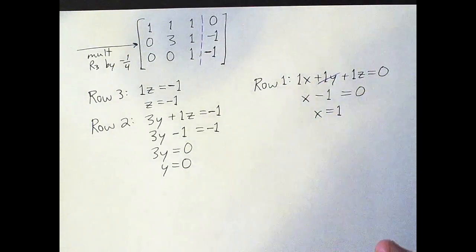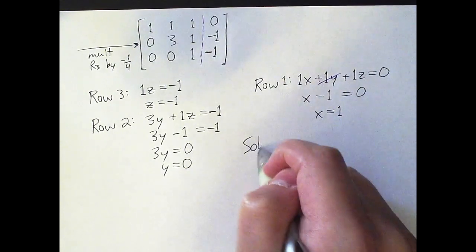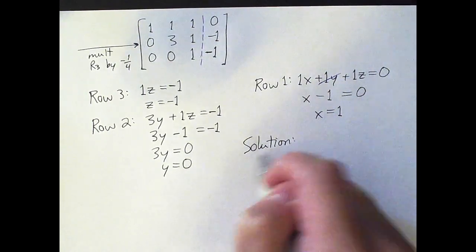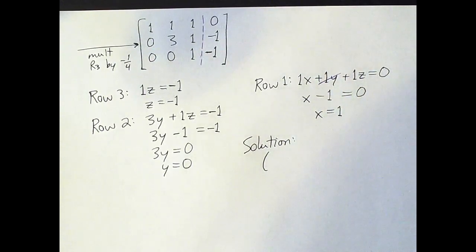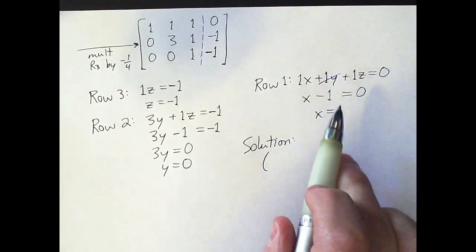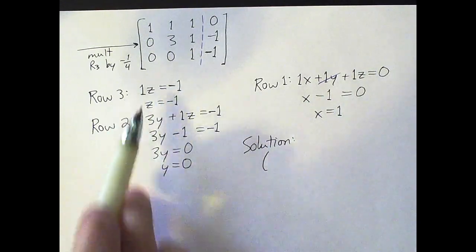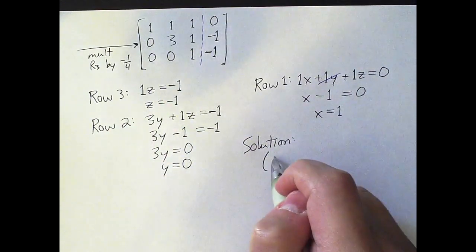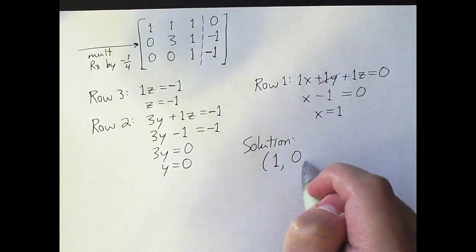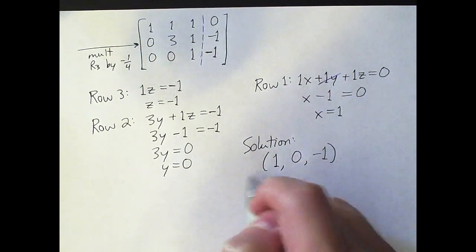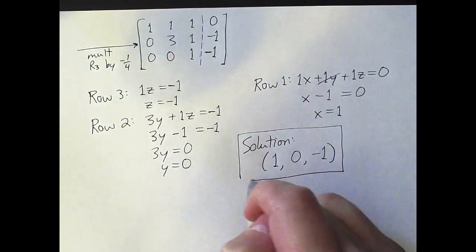Anyway, we did it. We solved it. My solution, the only solution to this system. Remember, when you find the solution, you need to write it X, Y, Z, even though you usually find it in the opposite order. You need to write X first, then Y, then Z. And that's the solution to that system.